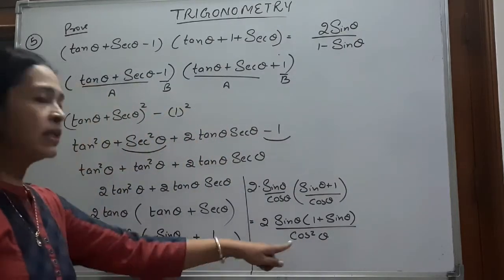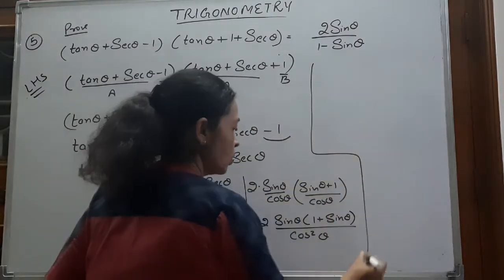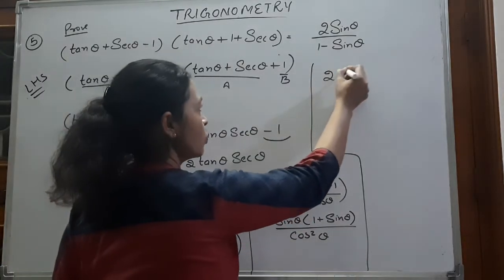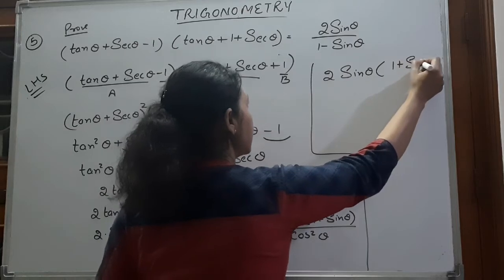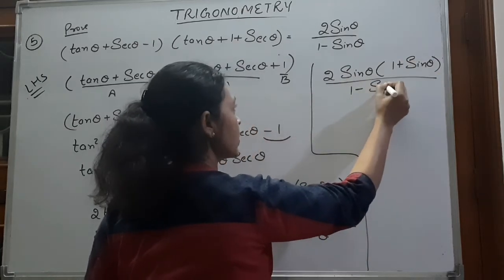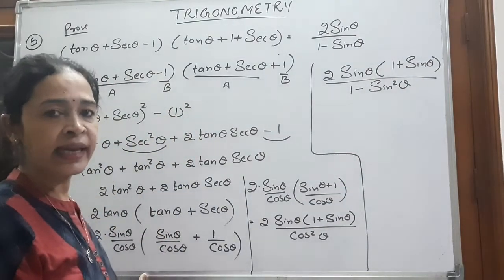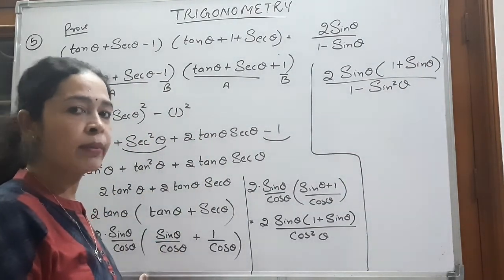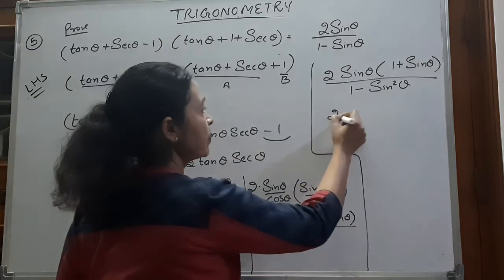Now बच्चे, what is cos square theta? You know very well. cos square theta can be written as 1 minus sin square theta. So we will write 2 sin theta upon 1 plus sin theta upon 1 minus sin square theta. Again 1 minus sin square theta can be written as 1 square minus sin square theta, a square minus b square, which is a plus b, a minus b.